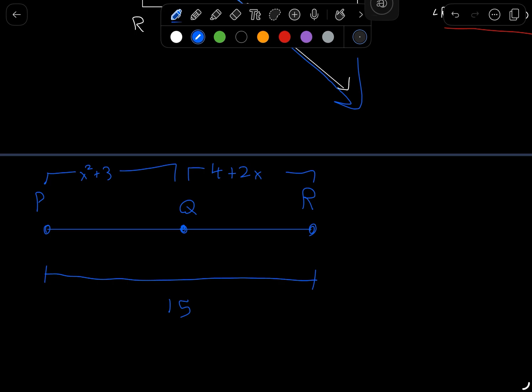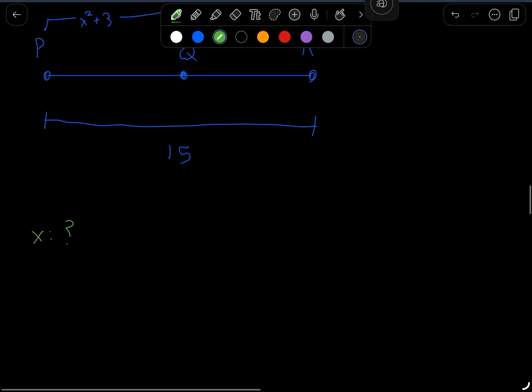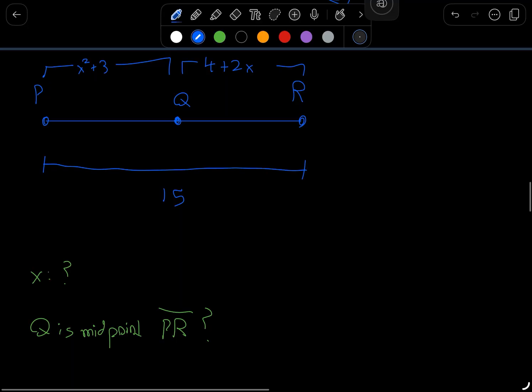So first of all, they're asking us to find x. So what is x equal to? And second, they're asking us to determine if Q is the midpoint. And of course, they're talking about if it's the midpoint of segment PR. So before we get to determining whether Q is the midpoint, let's try to find out what x is.